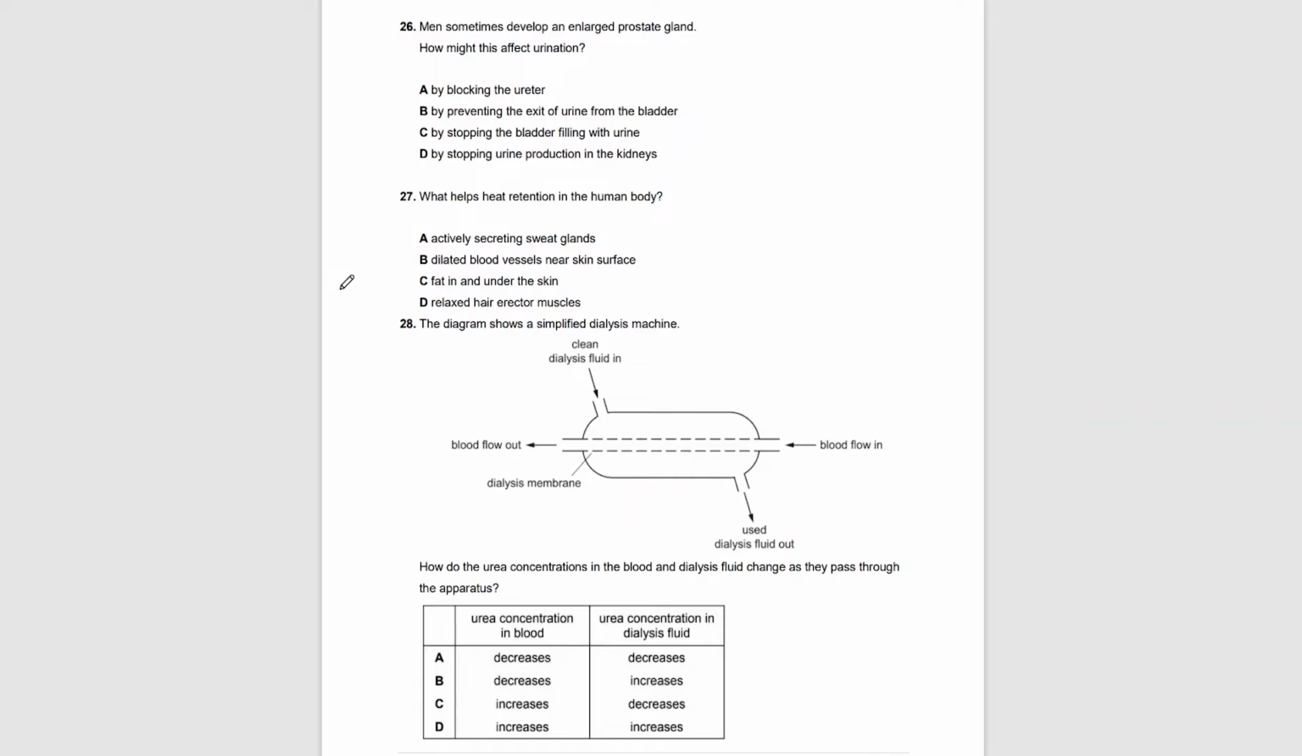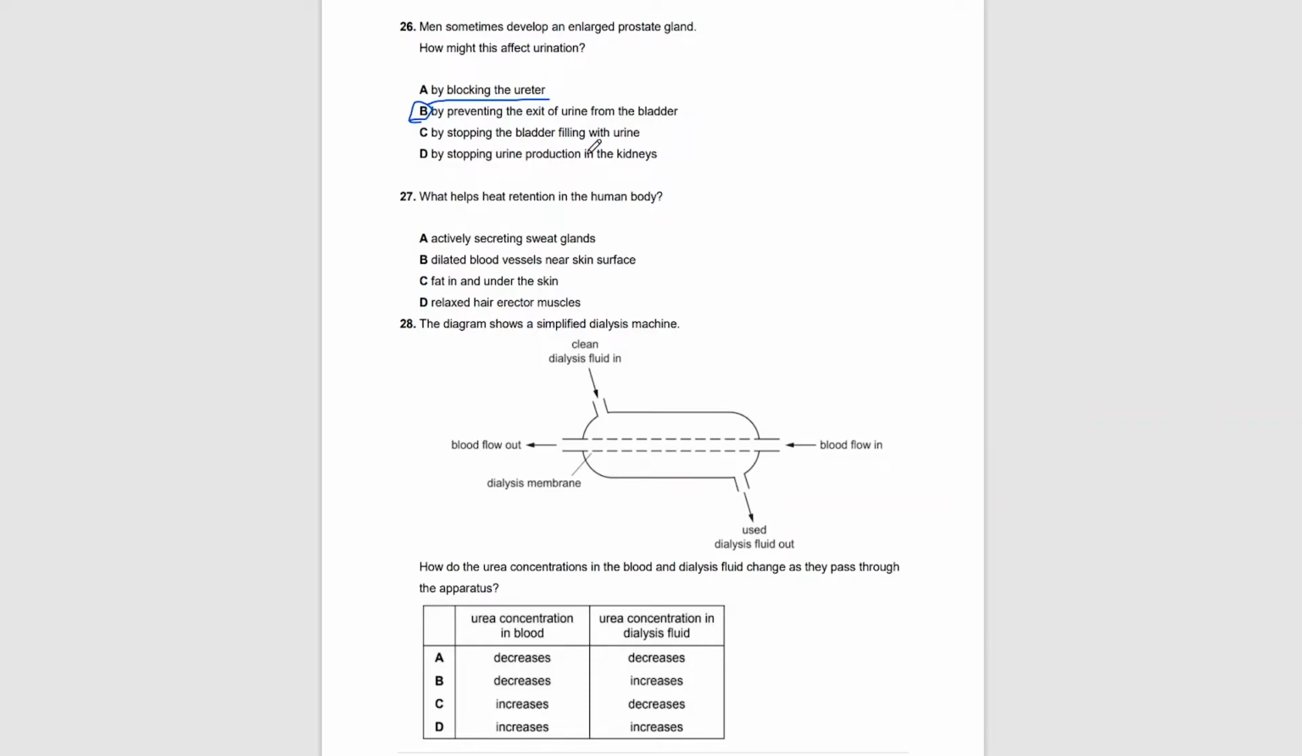So the option is by blocking the ureter. It cannot block the ureter, because the prostate gland is present on the urethra, not the ureter. By preventing the exit of urine from the bladder, yes, this is the answer.